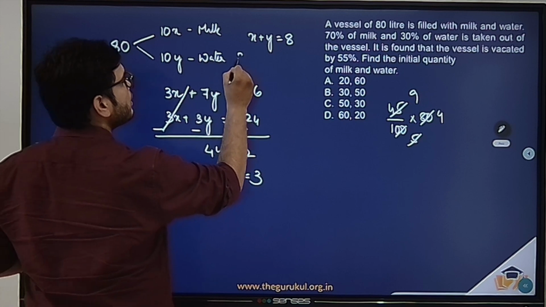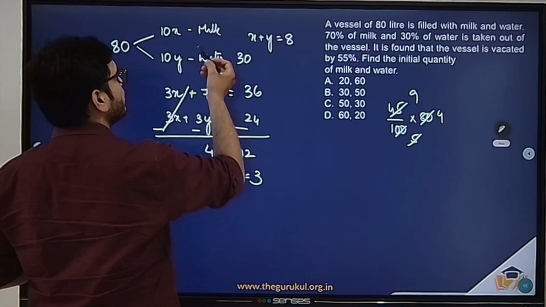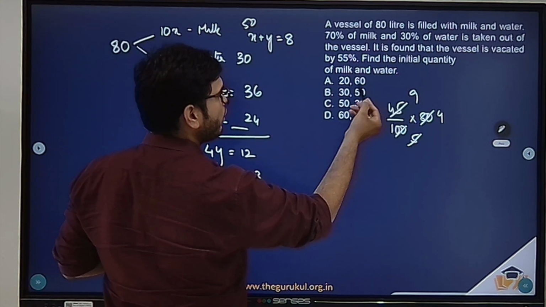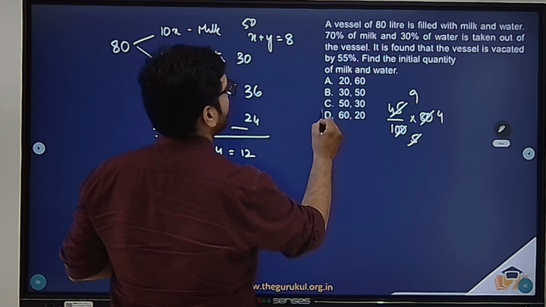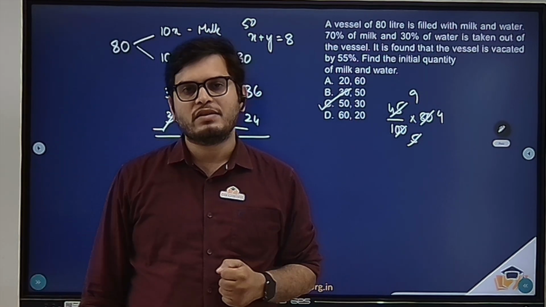So that means there are 30 liters of water and 50 liters of milk. So we'll find the initial quantities of milk and water. So 50 liters milk and 30 liters water. So option C should be the answer for this question.